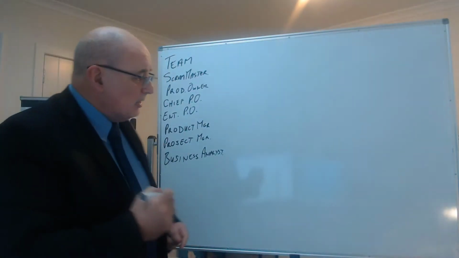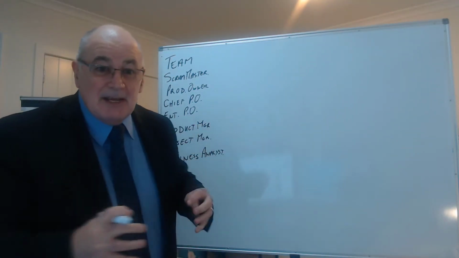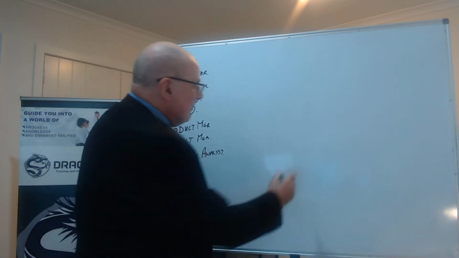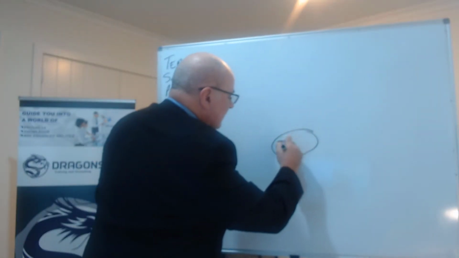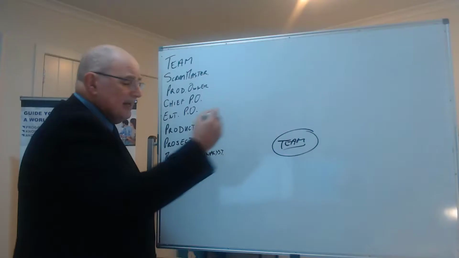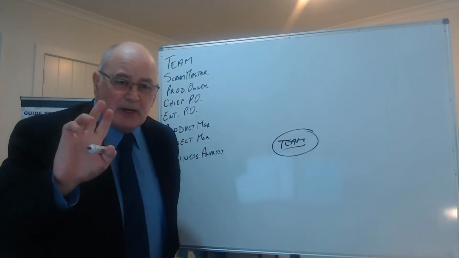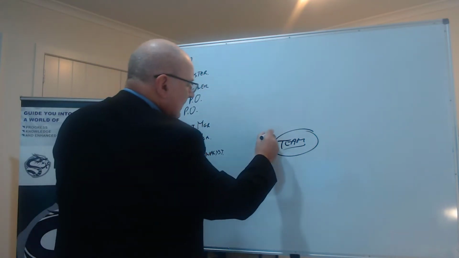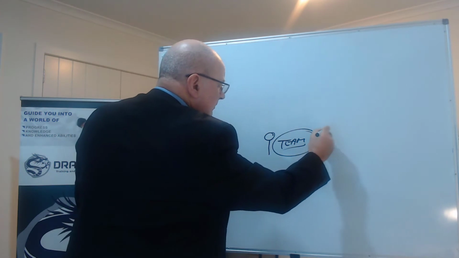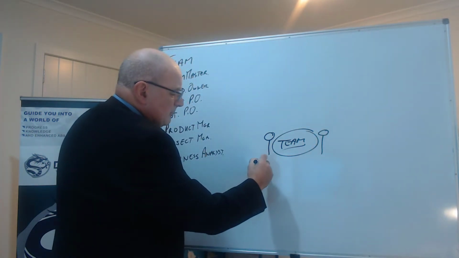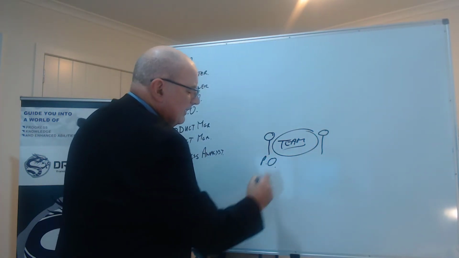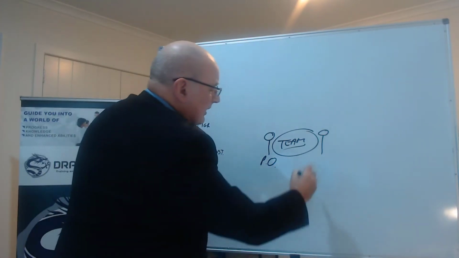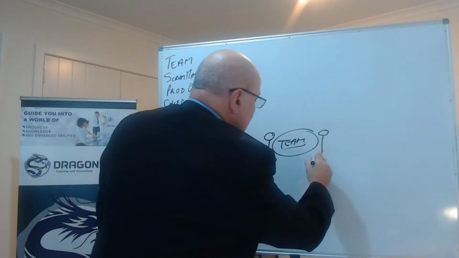We start out with the base thing, which is the team. The team itself is where all things happen. So you've got a team in here. Outside the team, there are two specific roles here. The first one is what you call a product owner. And the second one is what's called a Scrum Master.